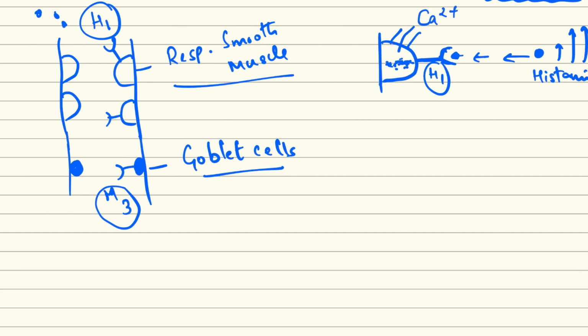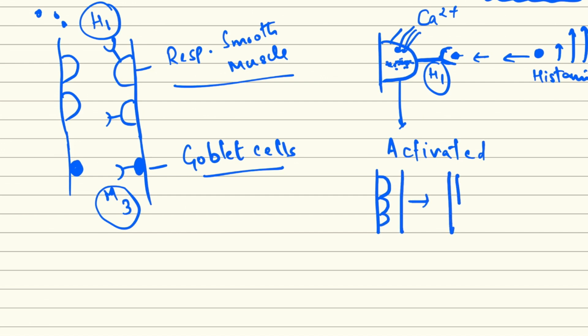As a result, a lot of calcium enters the respiratory smooth muscle, and these respiratory smooth muscles get activated, undergo depolarization, and start contracting. They become smaller in size, and whenever the smooth muscle contracts, the bronchus becomes smaller. This is how bronchoconstriction takes place as a result of binding of histamine with the histamine receptors on the bronchial smooth muscle.